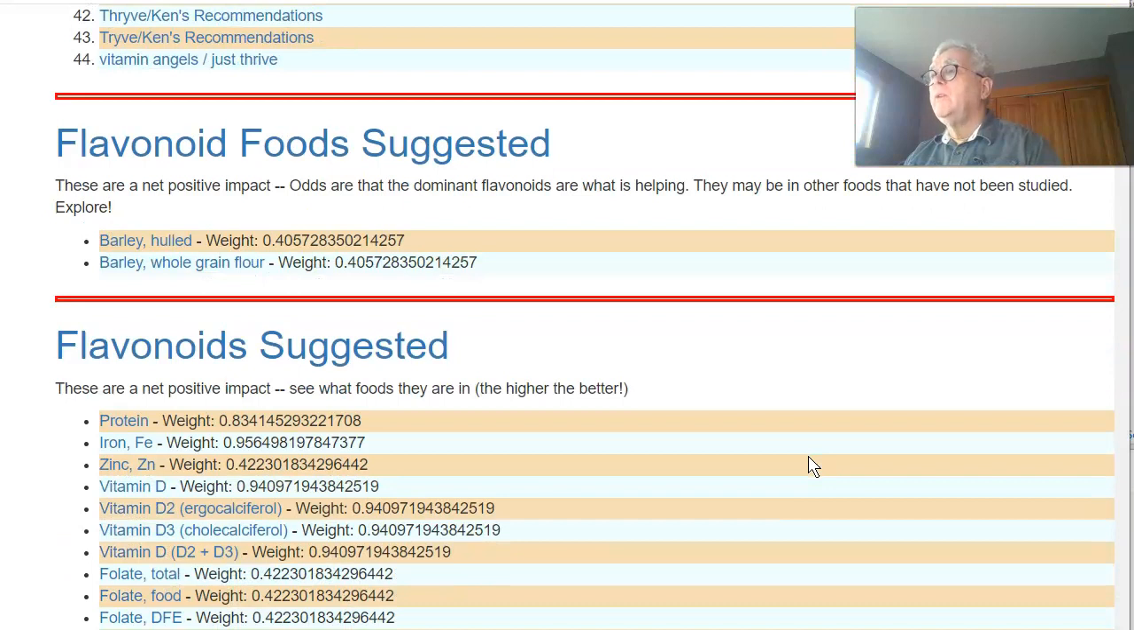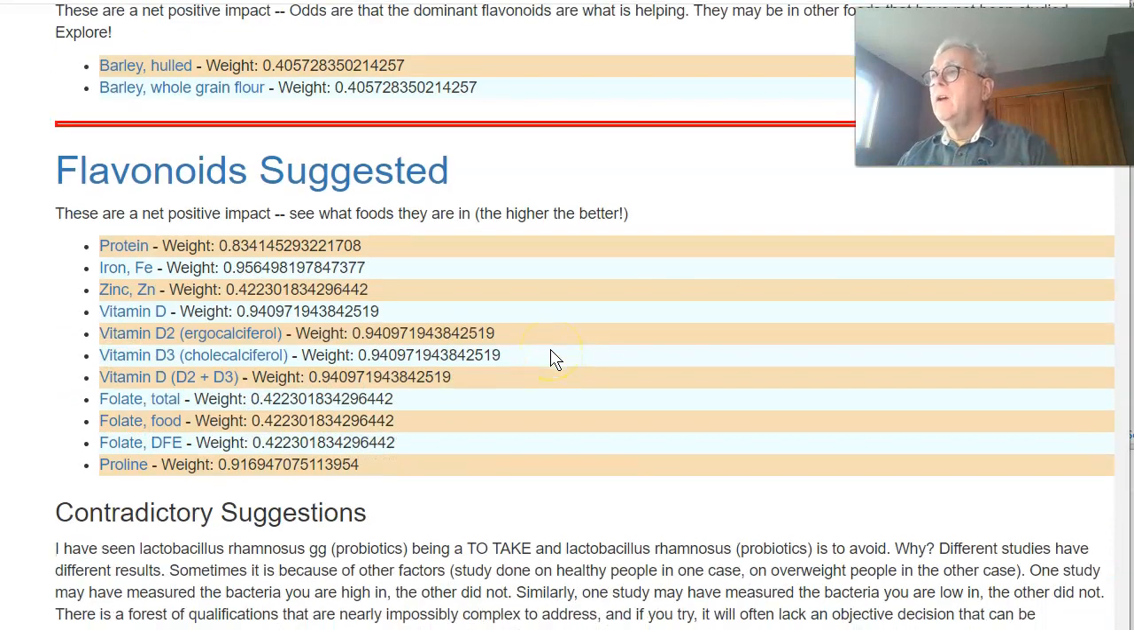Then we end up with food suggested. Sometimes you get some interesting mixtures. For example, barley is high in beta-glucan, but at the same time, barley is not recommended. And there comes out the fact that we are putting in facts at the level that studies report. And studies don't always report everything, which means we are dealing with fragments of information which often will come to contradictory results. Down below, then we have flavonoids.